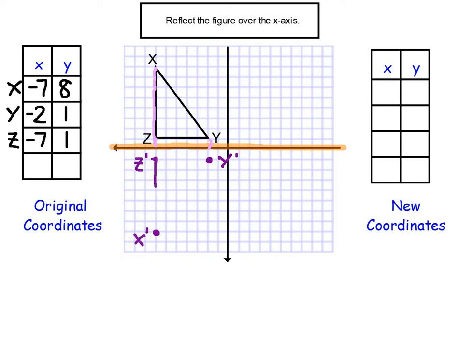And at that point you can connect it and make sure that your picture makes sense. So a reflection should be backwards or upside down, depending on which way you're reflecting it. This one looks good. If I want to write down the new coordinates, X prime is now at (-7, -8). Y prime is now at (-2, -1). And Z prime is now at (-7, -1).